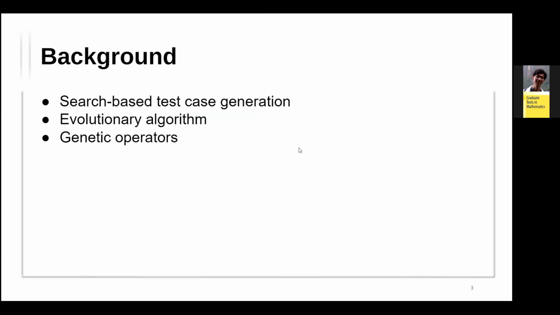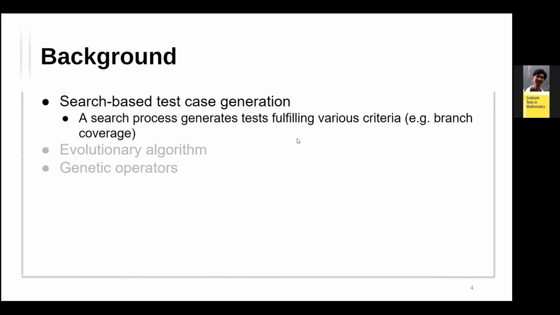So before we delve into it, we just need to have some background on the terms that are used in the paper. These are the three major terms, and some other small terms that we explain in more detail later on as well. The first to talk about is search-based test case generation. As the name indicates, you use a search process and try to generate test cases that fulfill certain criteria. Typically we use some kind of coverage, like branch coverage or line coverage, for example.